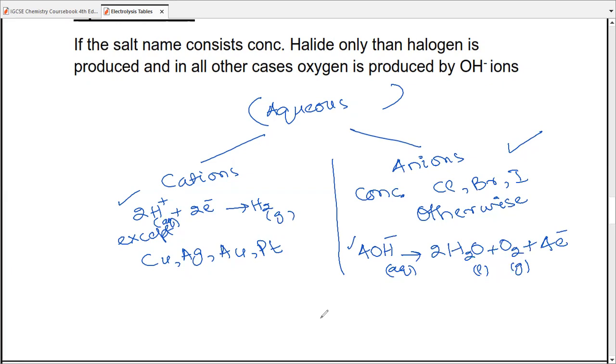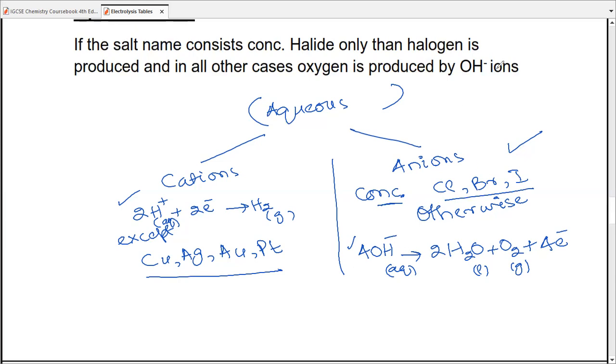Yes, sir. Good. So I'll be honest, this is a very easy rote-learning method. There are 4 metals for which we don't have this equation. Rest for all the metals, you always have this equation. There are 3 negative ions which are present in concentrated form for which we don't have this equation. For rest, every single case we have this equation. So these 2 equations are the most common equations in electrolysis of aqueous solution.